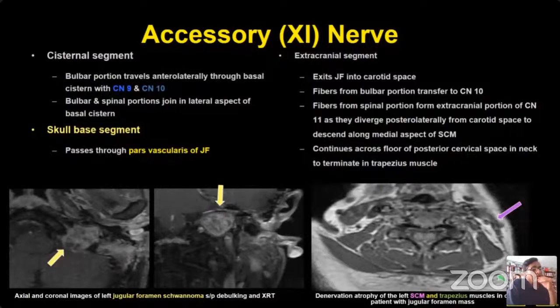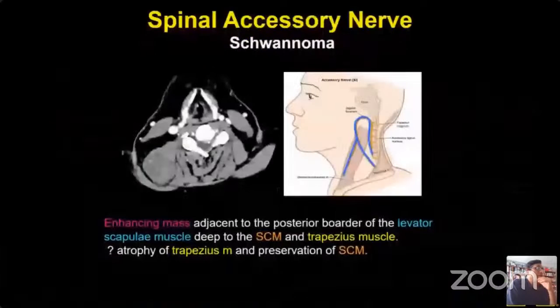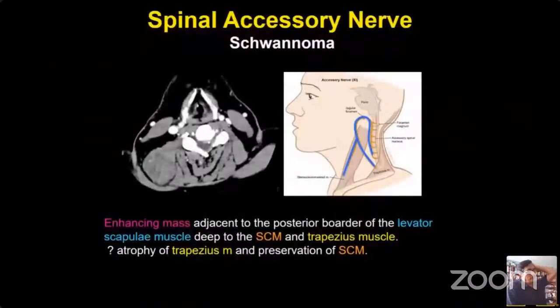And a pathology of the 11th cranial nerve will result in, you can see, atrophy of the sternocleidomastoid on the left side, and also the trapezius muscle on the left side as compared to the right side. If you want to look at a schwannoma of the accessory nerve, you can see that as an enhancing mass, which is adjacent to the posterior border of the levator scapula. And levator scapula is deep to sternocleidomastoid. That's the levator scapula.